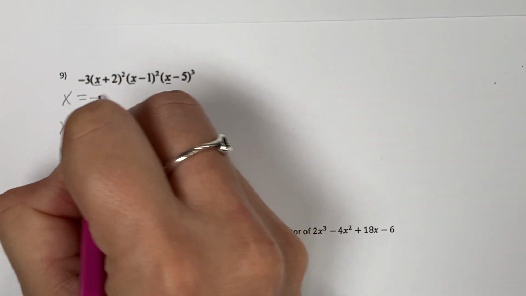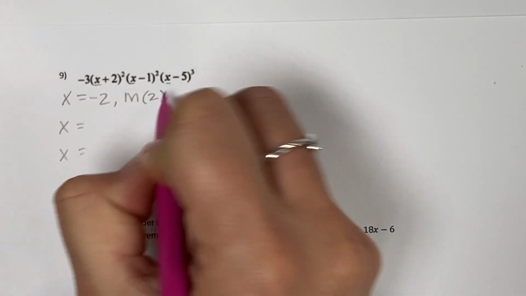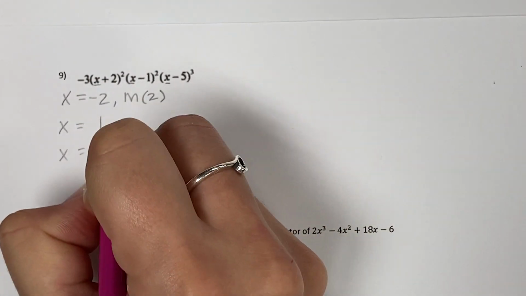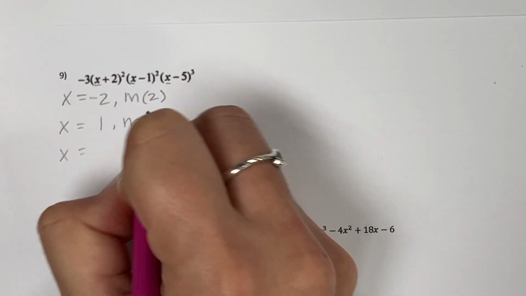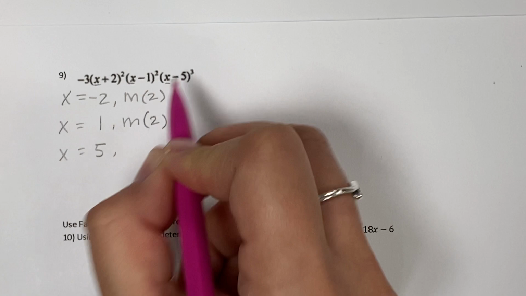So plus 2 would be negative 2. The multiplicity is that exponent, which is 2. Negative 1 will be positive 1. Multiplicity is that exponent, 2. Negative 5 will be positive 5. Multiplicity is 3.